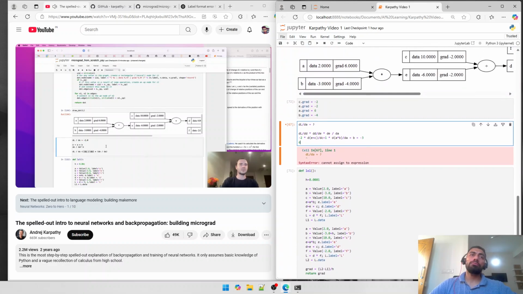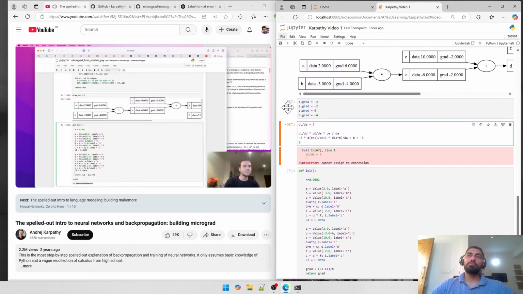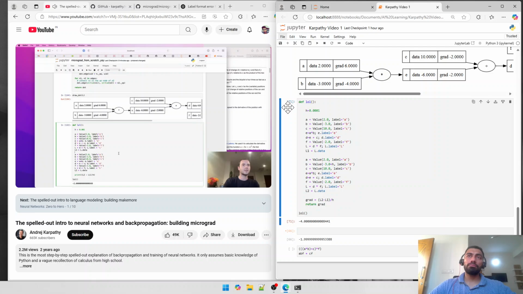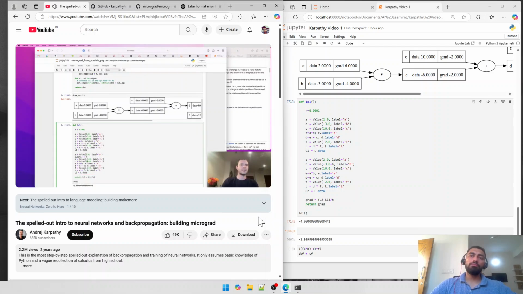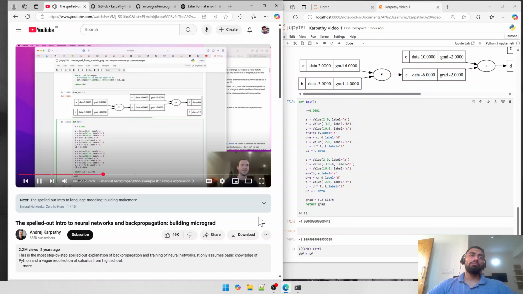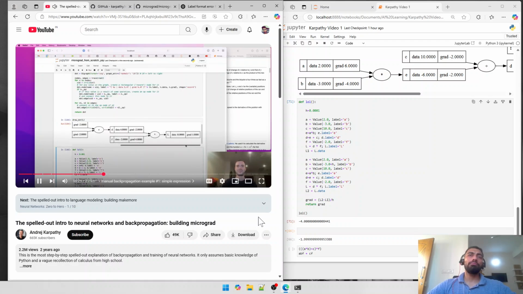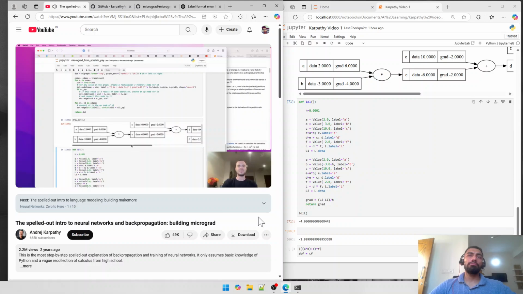So those are our claims. Let's delete this and let's verify them. We have A here, A dot data plus equals H, and we have B dot this, all the way from here to all the leaf nodes. And we've done it piece by piece.